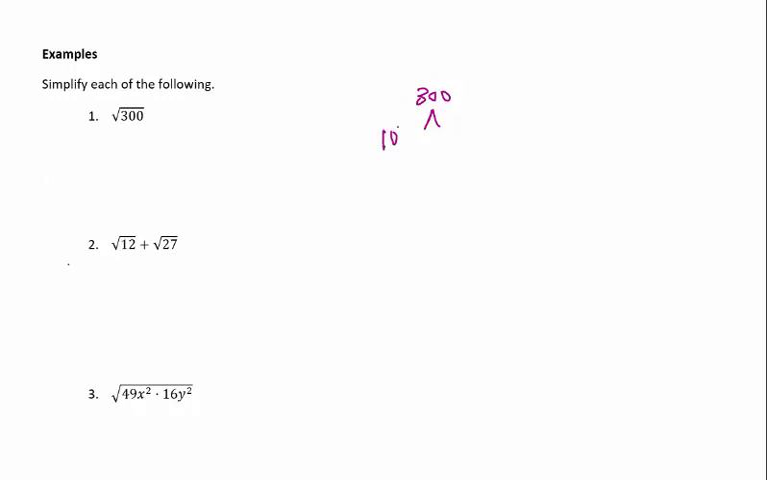300 is 100 times 3, and if we notice that 100 is a perfect square, which it is, we can now rewrite this as the square root of 100 times 3, or the square root of 100 times the square root of 3, and then simplify, so 10 square root of 3.